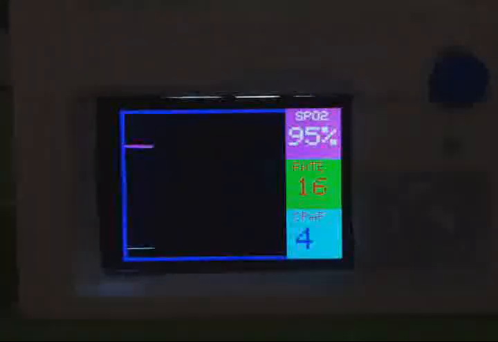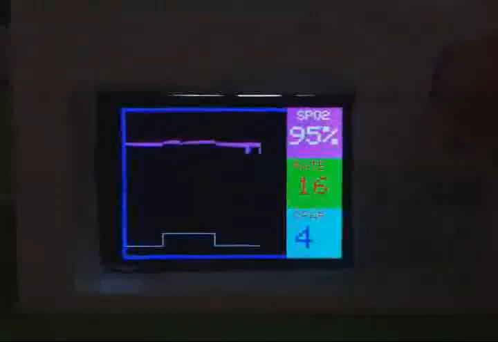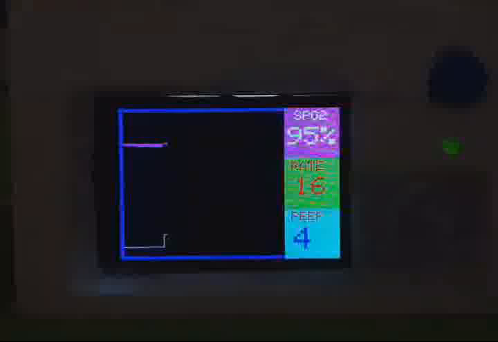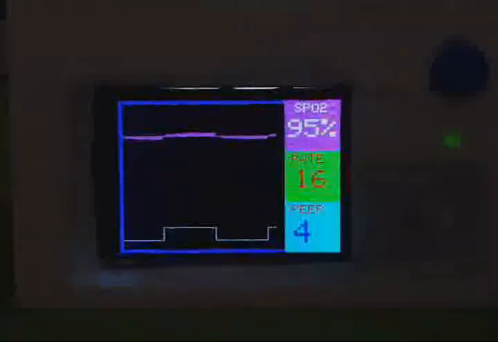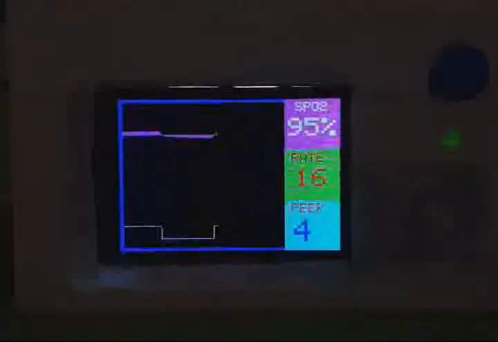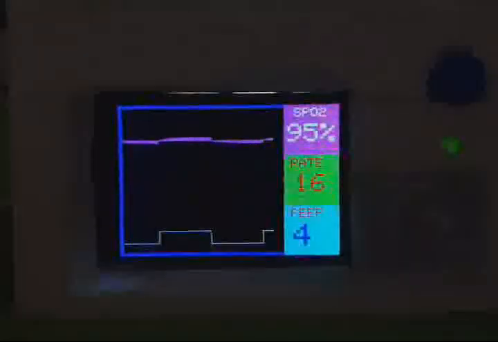So this machine is on the CPAP. If I double press this button, you will see the CPAP has changed to PEEP. This is the positive end-expiratory pressure. The PEEP is also showing as 4.